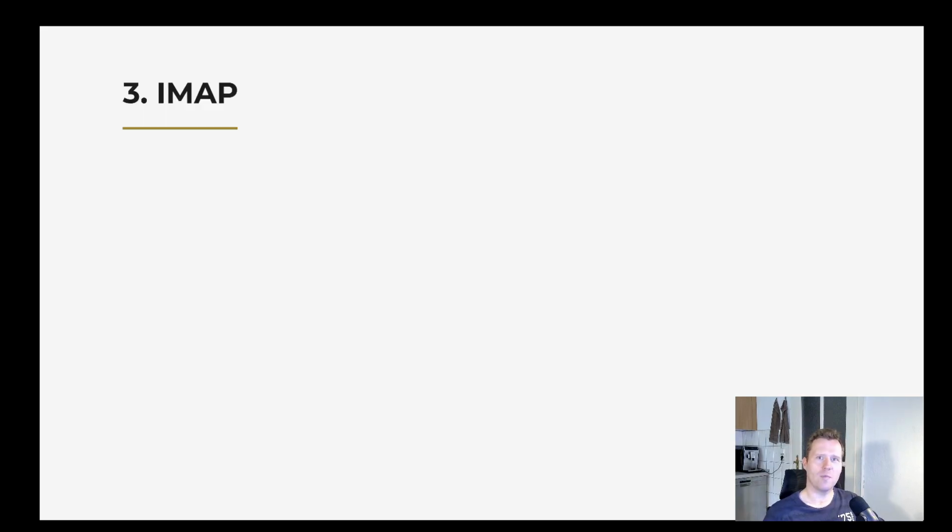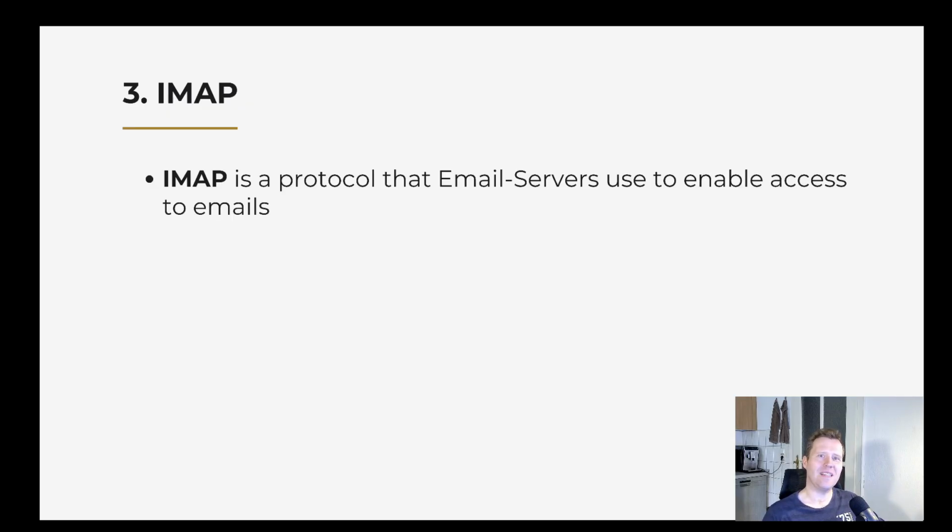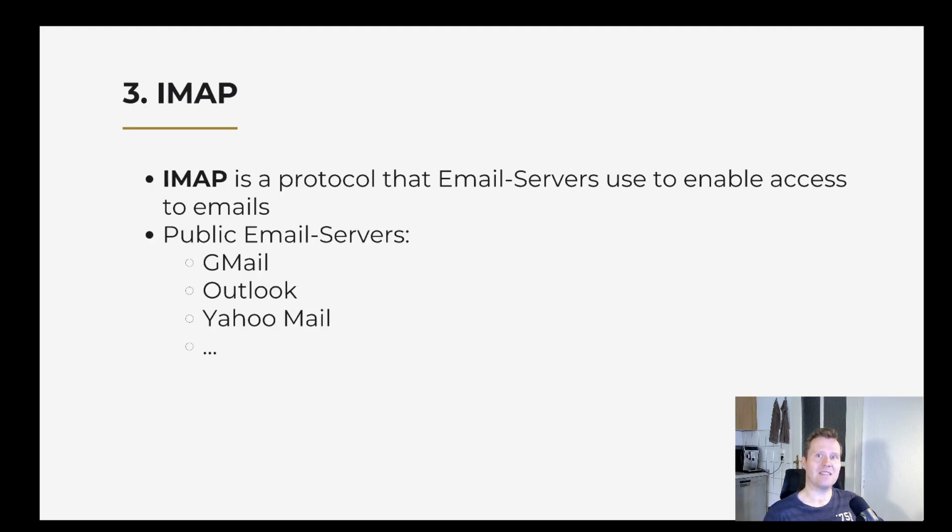Now we need to talk about IMAP. And what is IMAP? IMAP is a protocol that email servers use to enable access to emails. So all the email servers in the world basically run on IMAP. So first of all, we can say that there are public email servers, for example, Gmail, Outlook, Yahoo Mail, and Hotmail, and so on. Those are public email servers, and they run on IMAP.